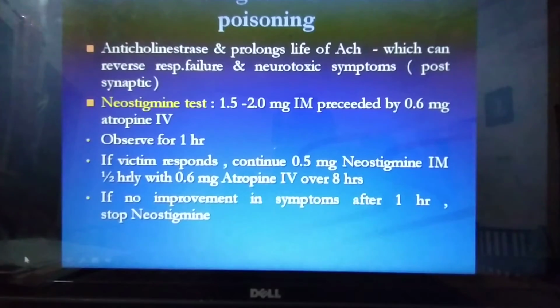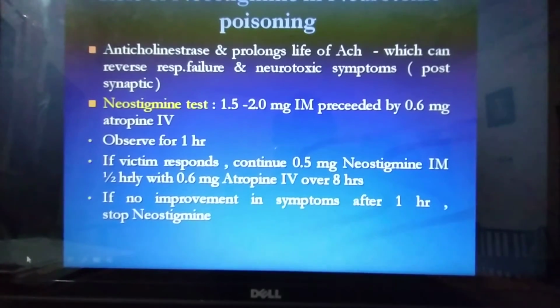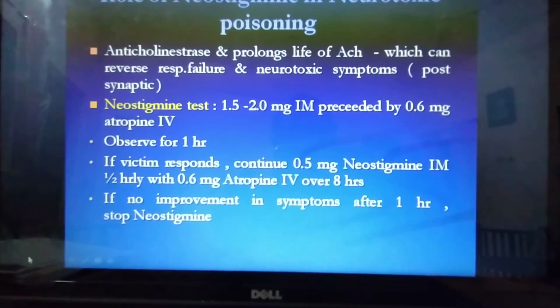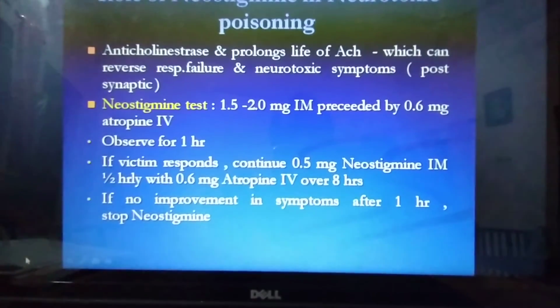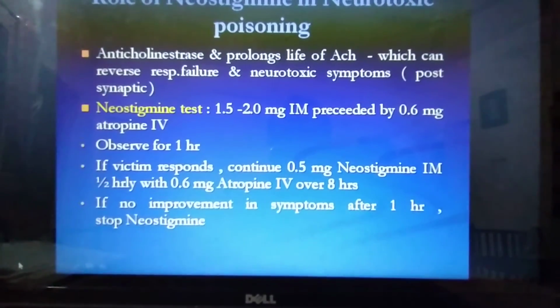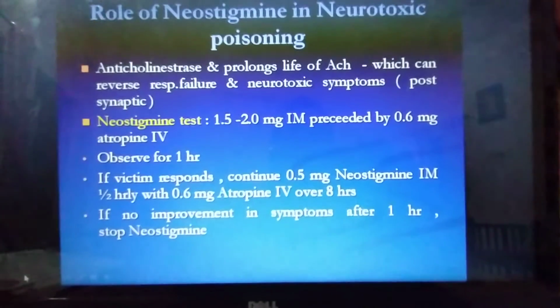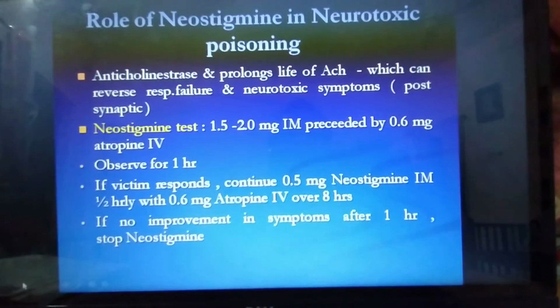If no improvement: if after administration of neostigmine you don't find any improvement in the symptoms after 1 hour, you should not administer neostigmine further. It will worsen the patient's condition.